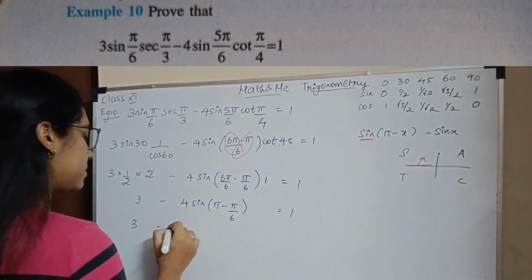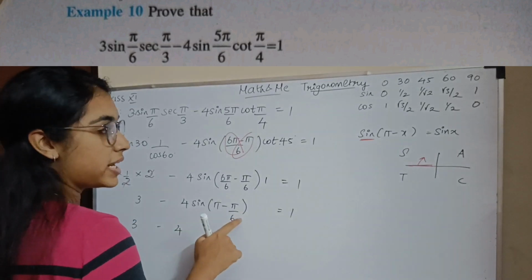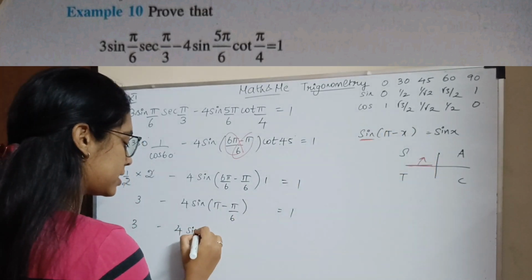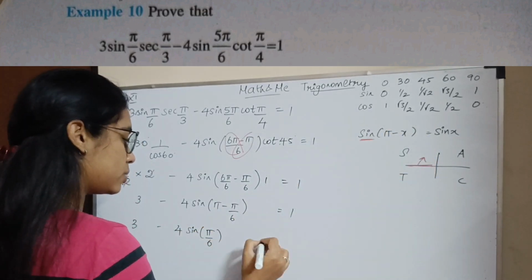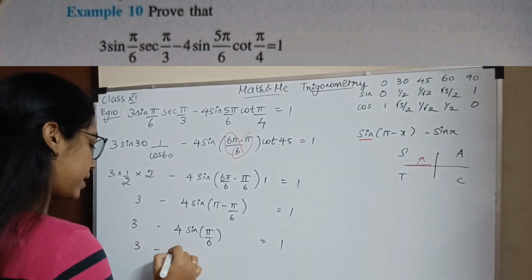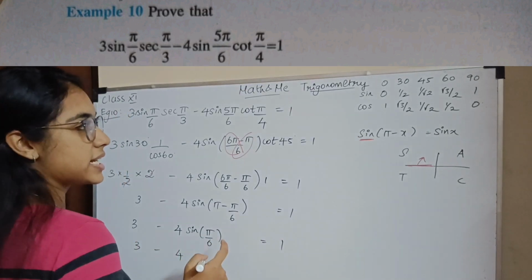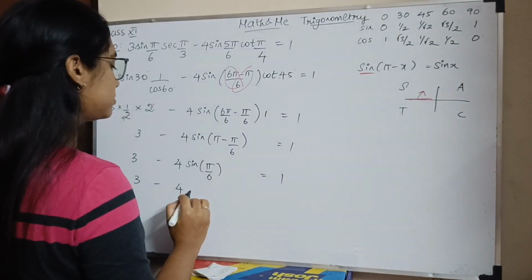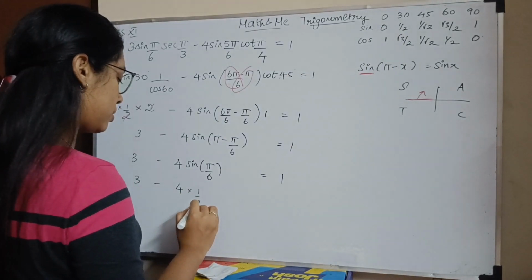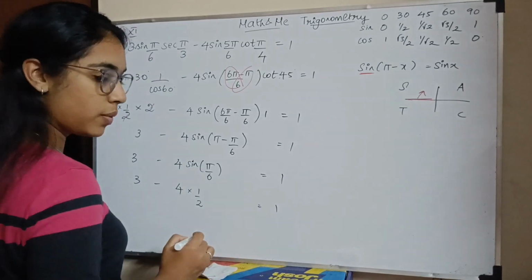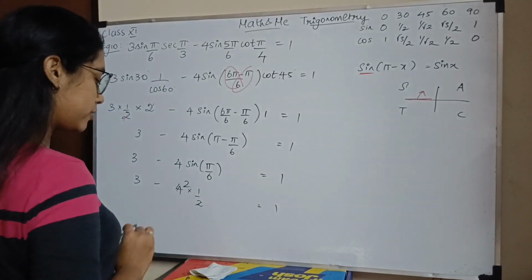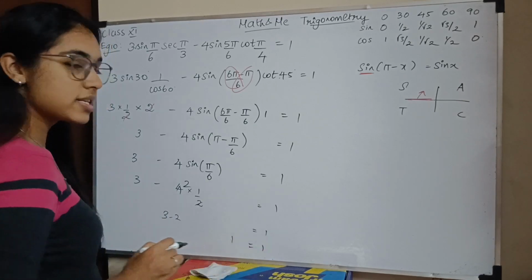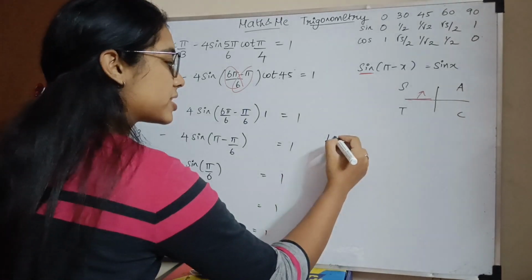Okay. So it will be 3 minus 4 times sine of pi minus x, and we just saw it as sine x. So it will be sine pi by 6, times 1 equals 1. 3 minus 4 times sine pi by 6, which is sine 30, which will be 1 by 2, equals 1. So here 2 and 4 will get cancelled. So I'll have 3 minus 2 equals 1. 1 equals 1. So LHS equals RHS. Hence proved.